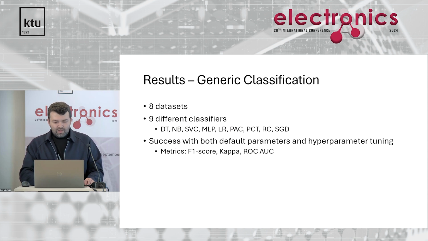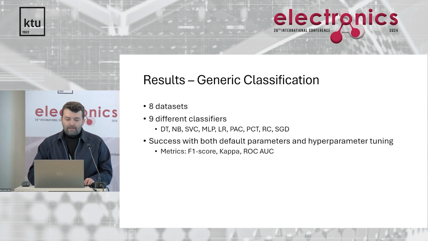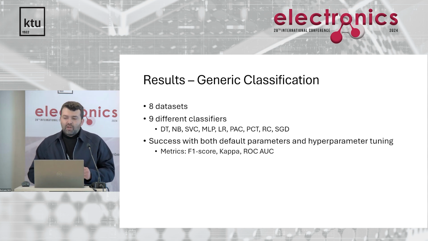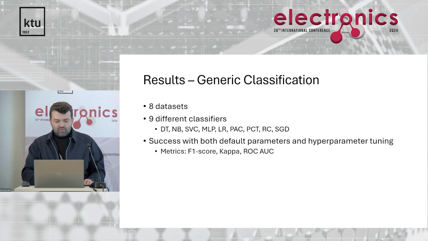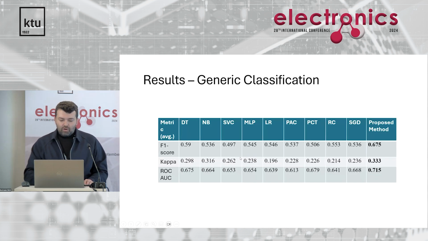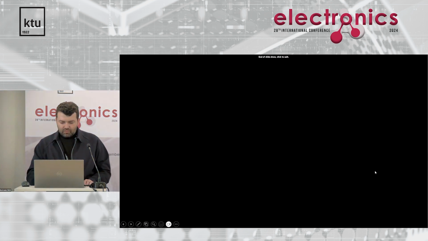In addition to these, we have applied another set of tests to test our classifier's generalization ability. We have taken 8 datasets from a CVI repository, and we have compared our classifier with 9 different classifiers. Here you can see the names of the classifiers: decision trees, naive Bayes, support vector machines, and so on. We have compared these in terms of F1 score, kappa, and ROC-AUC. You can see the average of these over 8 datasets, and in all 8 datasets, our method outperforms the other methods. Kappa score here, ROC-AUC score here, and that's all.